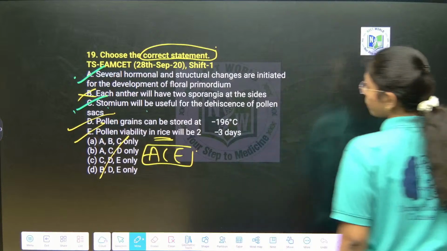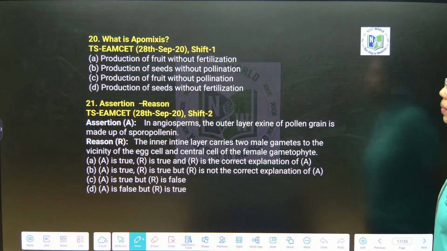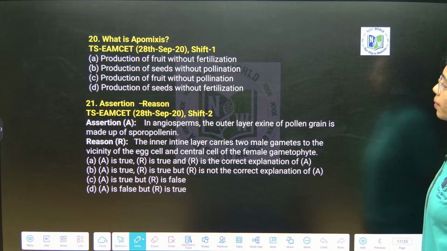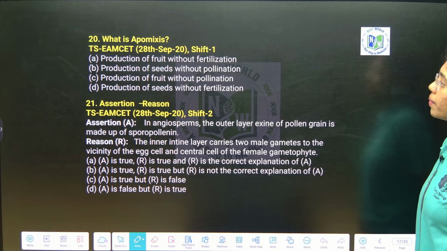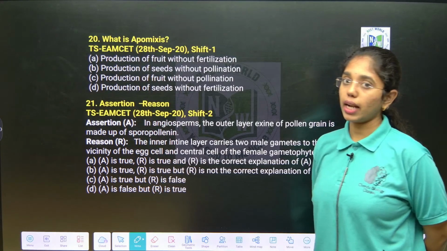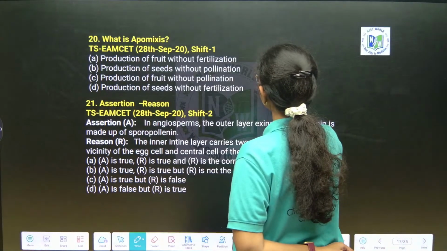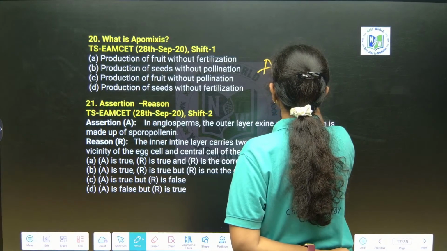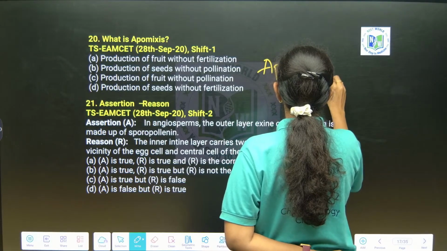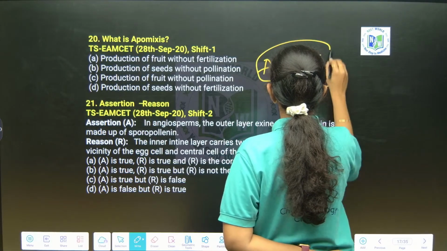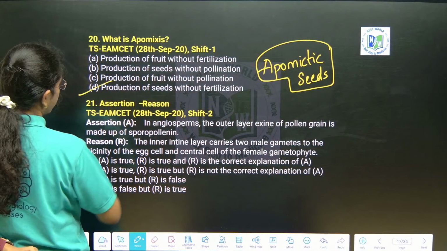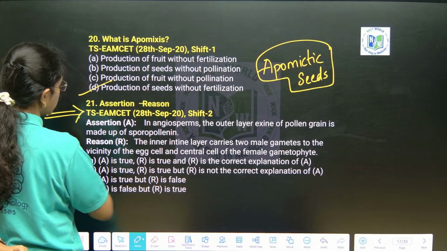Next question, what is apomixis? The question is on apomixis. Production of seeds without fertilization, and the seeds are addressed as what? Apomictic seeds. Seeds are addressed as apomictic seeds. Option D. Next, assertion reason type of question.